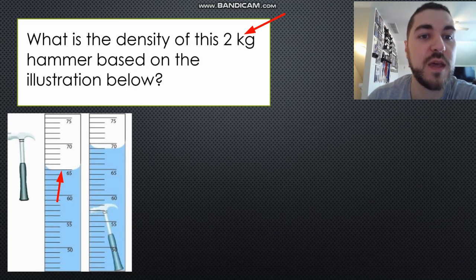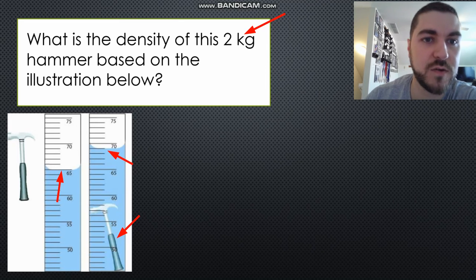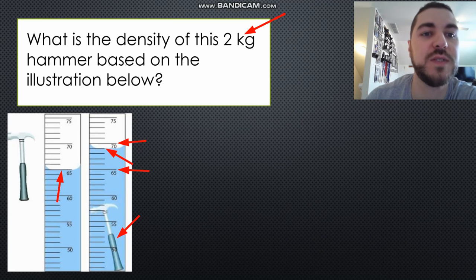Now we're going to do the same thing with the after illustration, which shows the hammer is in the graduated cylinder. And we can see that the water level has changed again. And this time, I'm actually going to move this arrow out of the way so we can read the increments here. So it's right there. Now what I can do is use the 70 mark and the 65 mark as reference, and I can count my way up from 65. So 65, 66, 67, 68, 69 is where the water is hitting. So this mark right here would be 69.